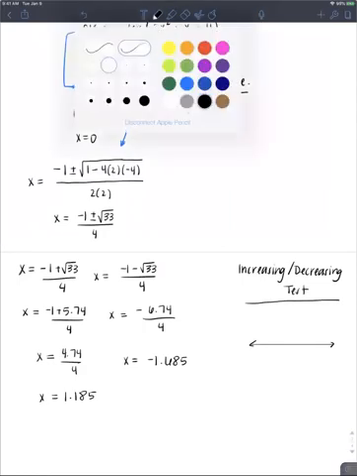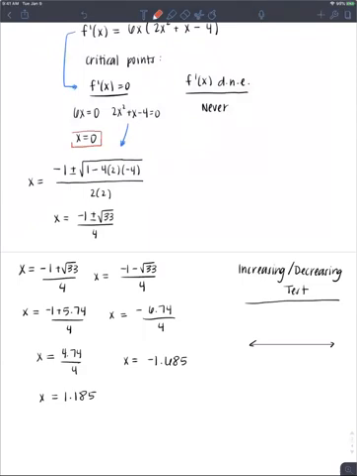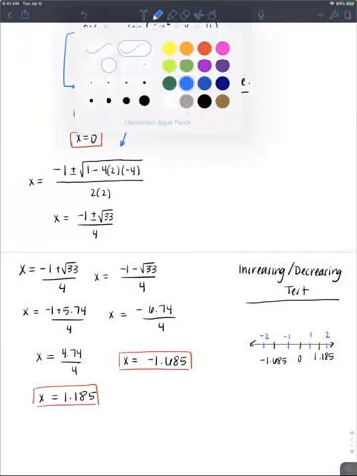So our critical values were this 0 up here that we solved forever ago, this 1.185 and this -1.685. And so really, I'm just gonna test simple numbers. And so I'm gonna have -1.685, 0, and then 1.185. And so I'll test numbers like -1, +1, 2, and -2. And so I'm gonna have to test those 4 numbers. Does everybody remember this from last week?